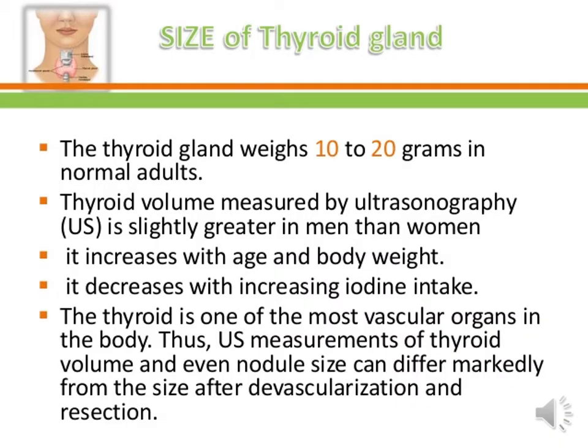The size of the thyroid gland. The thyroid gland weight is 10 to 20 grams in a normal adult. Thyroid volume measured by ultrasonography is slightly greater in men than in women. It increases with age and body weight. It decreases with increasing iodine intake. The thyroid is one of the most vascular organs in the body. Thus, ultrasound measurement of thyroid volume and even nodule size can differ markedly from the size after the devascularization and resection.